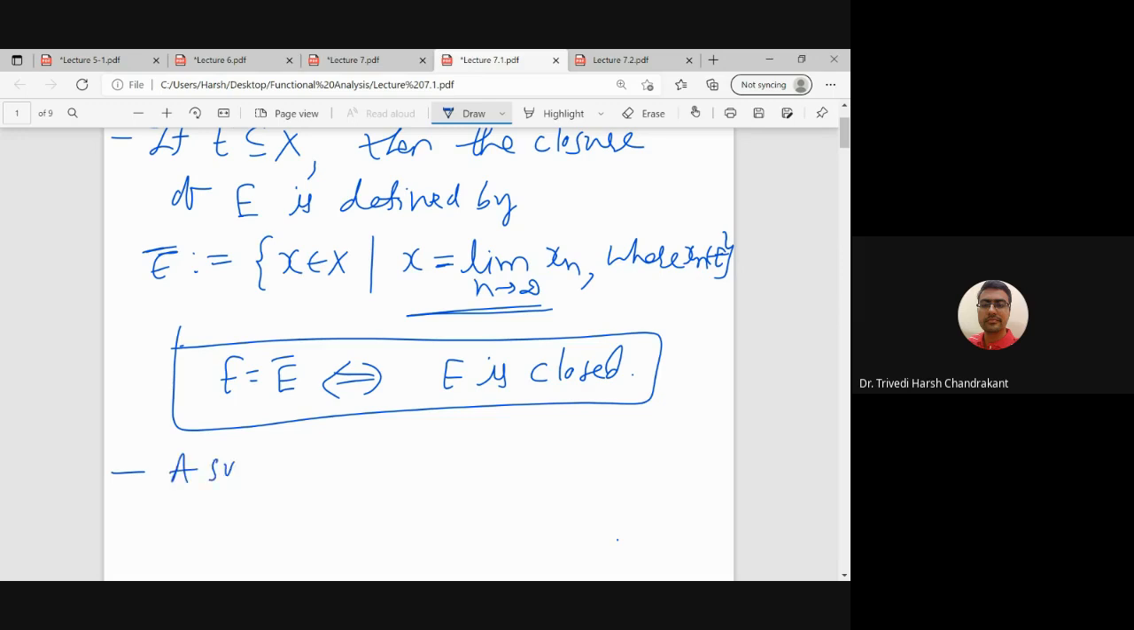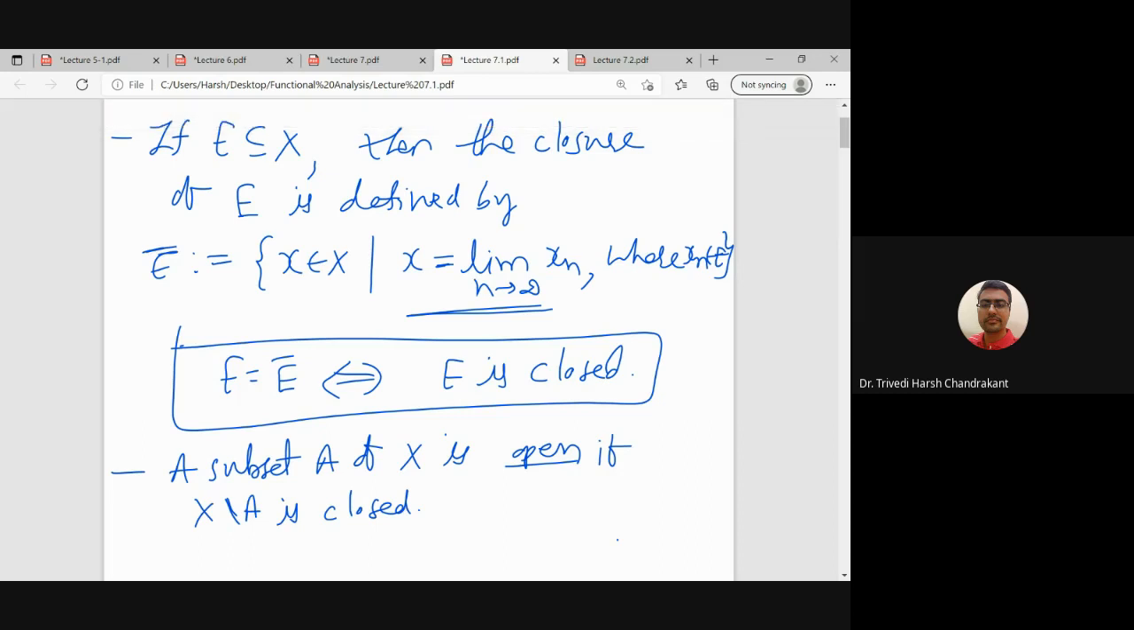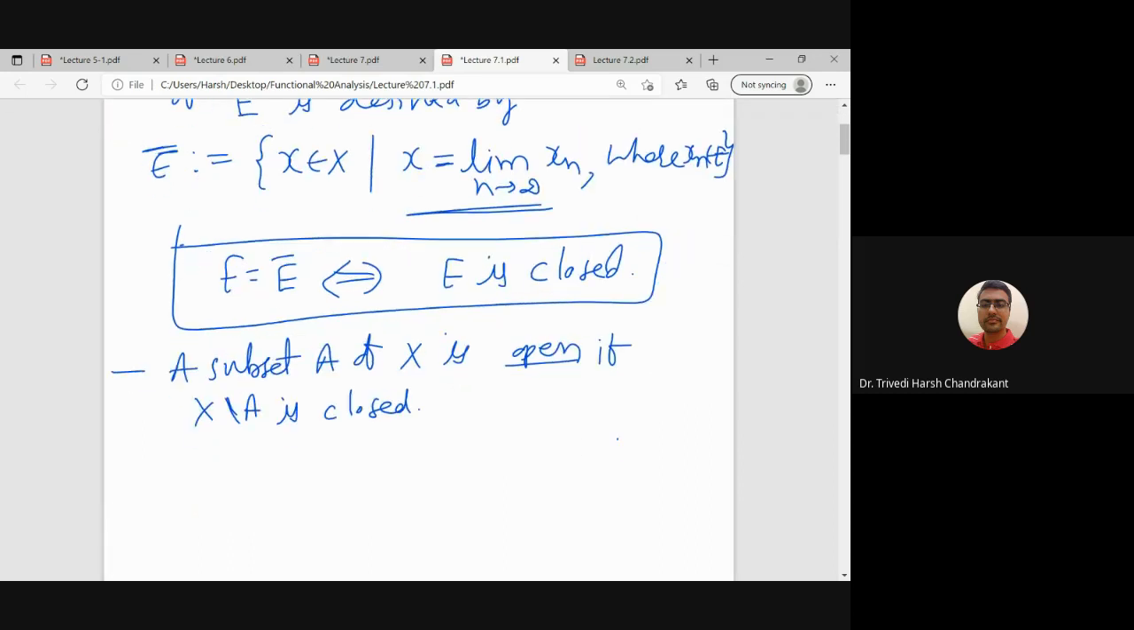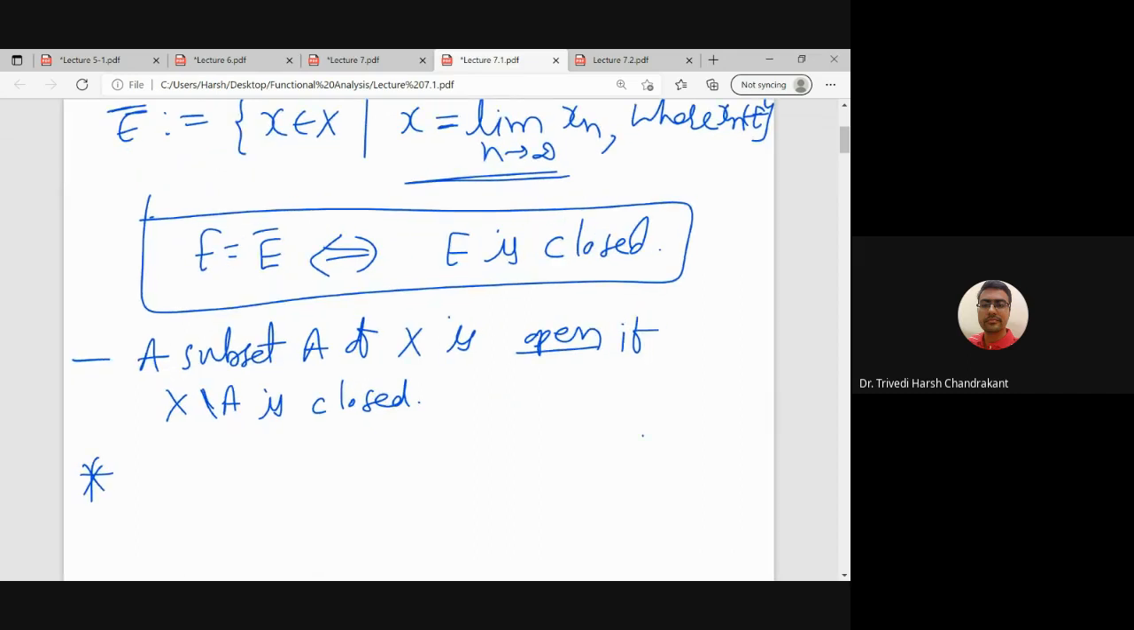Okay, and if we know the closed set, we can define the open set as a complement. So a subset A of X is open if X minus A is closed. So these are the definitions of open and closed set. And now we are interested in the basic open sets. So basic open set means the balls.